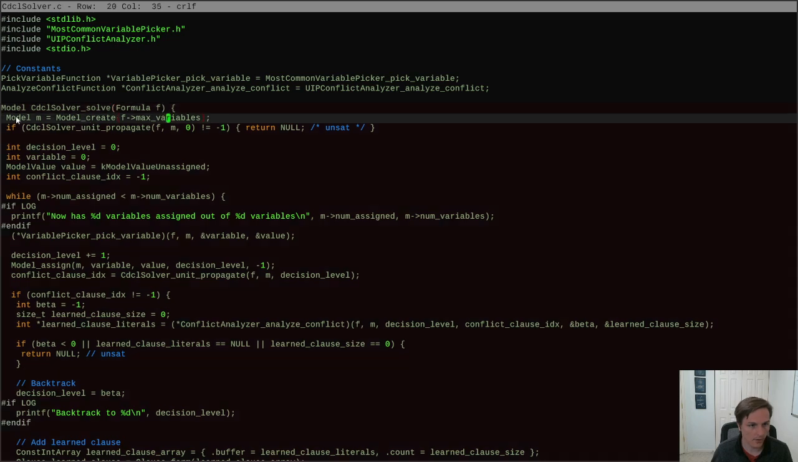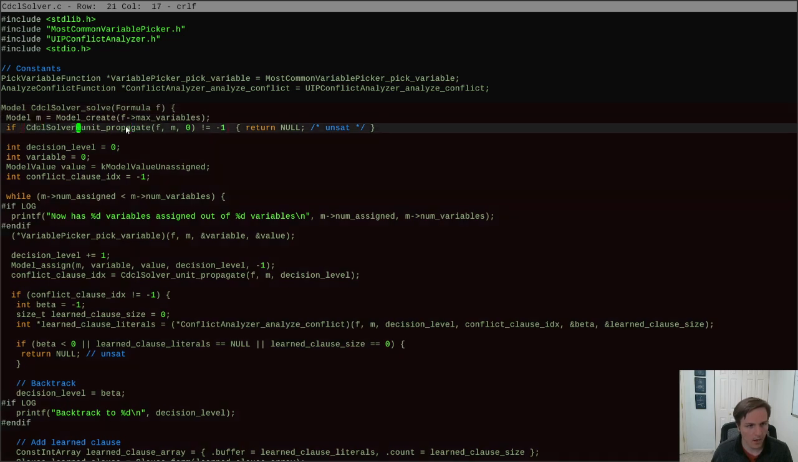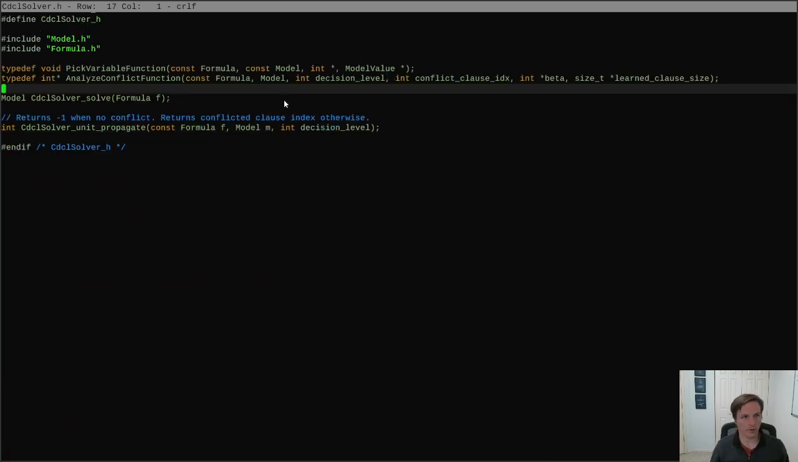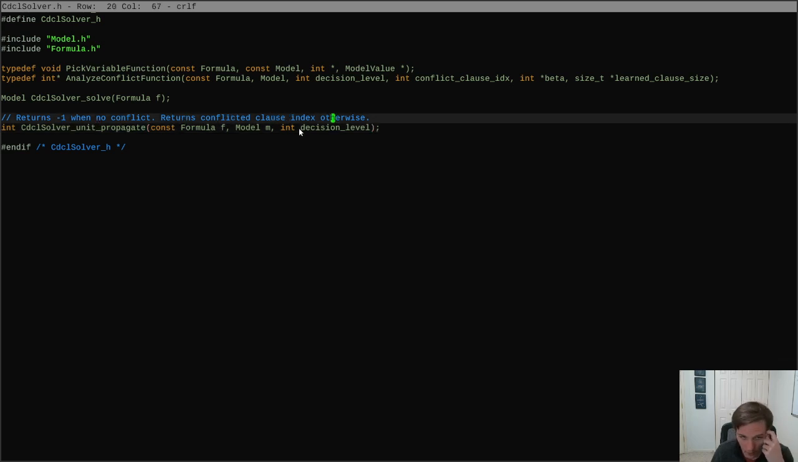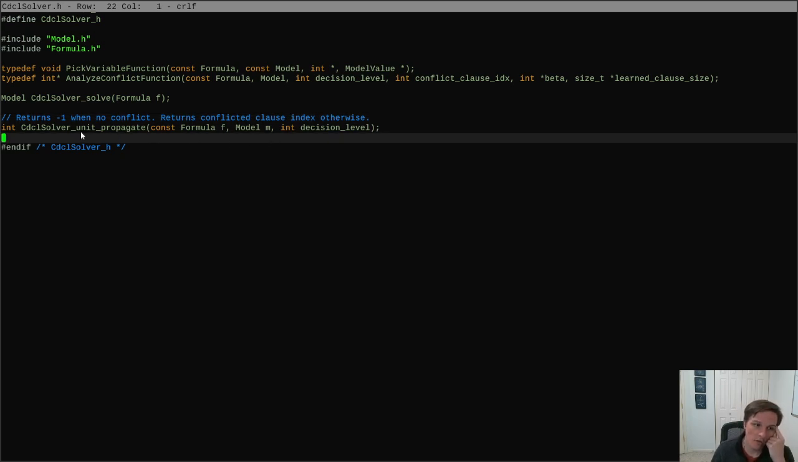So solve. We create a model with the right number of variables for the formula. All right, we're going to need to know what unit propagate does first, it looks like. F is our formula, M is our model. Let's go read about unit propagate. So we have a formula, we have a model, we have a decision level. Returns -1 when no conflict. Returns conflicted clause index otherwise. Okay, so this is going to tell us what it says, unit propagate. I think what it means is like locate conflict clause or something.